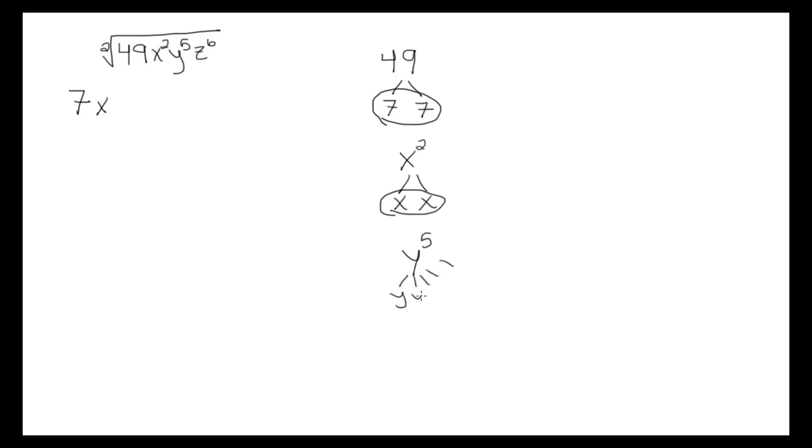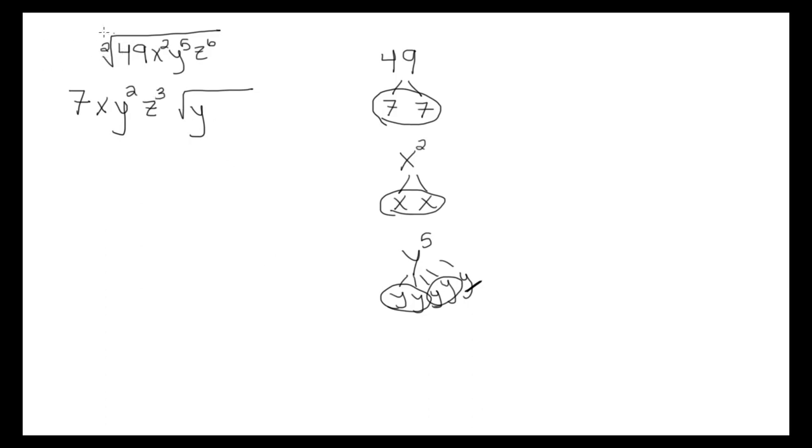So we have y, 5 times. So I have a pair, I have another pair, then I have this one left over that does not have a pair. So I have 2 y's on the outside, so I have y squared. And then in my radical, I have a y remaining. And then z to the sixth, instead of breaking it down like this, I recognize that there's 3 pairs in z to the sixth. So since I have 3 pairs, I have z to the third power.